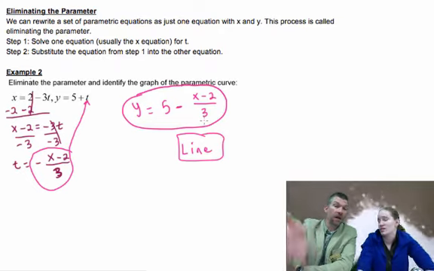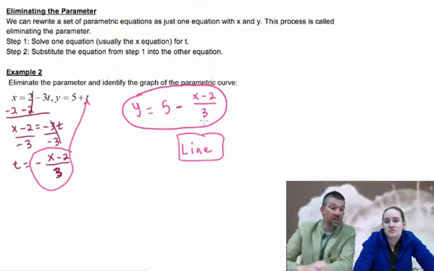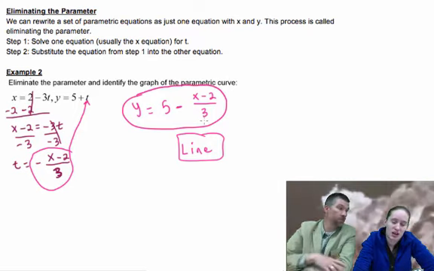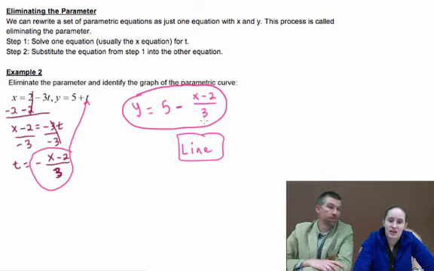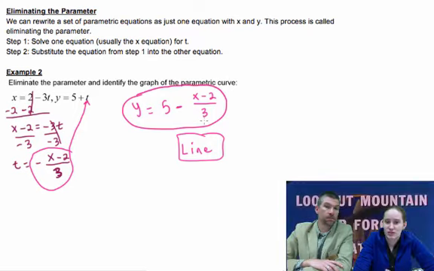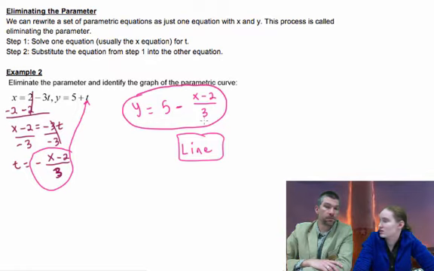You can graph that on your calculator. When you go to graph stuff on your calculator, it says y equals. So you can plug that in just the way it is, and it does ask us to identify the graph. That doesn't mean you have to graph it. If you can do it without graphing, then that's great. That is a line.